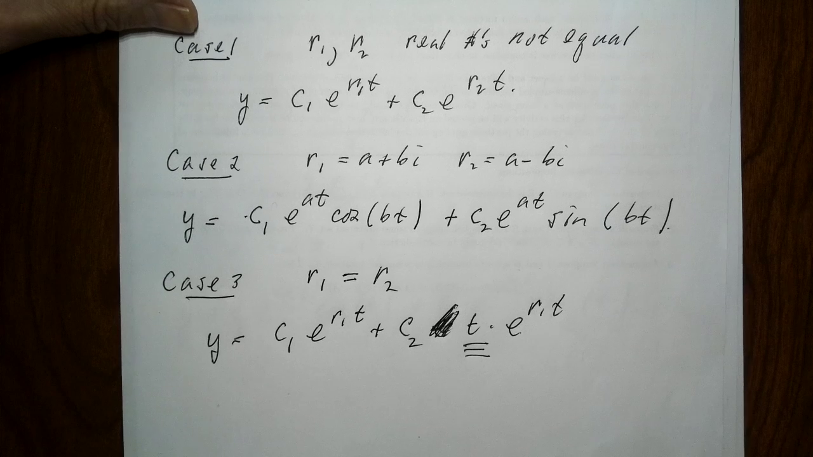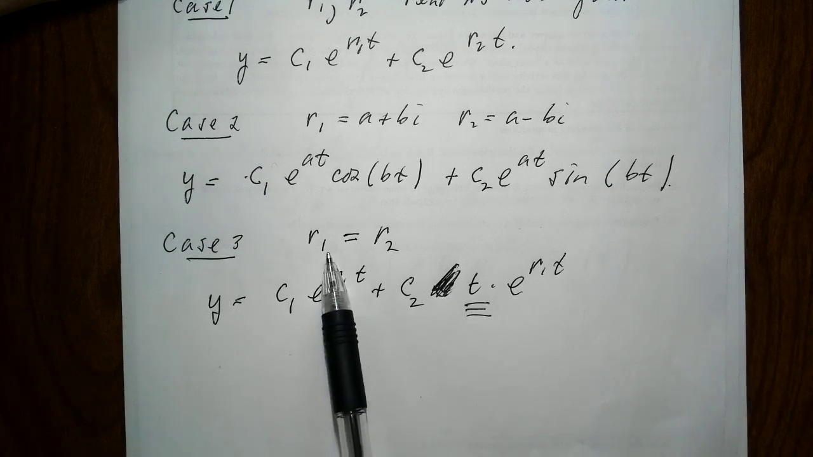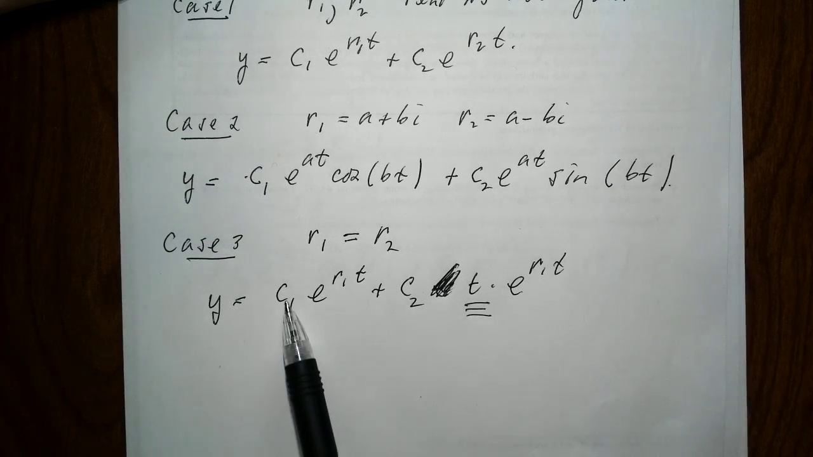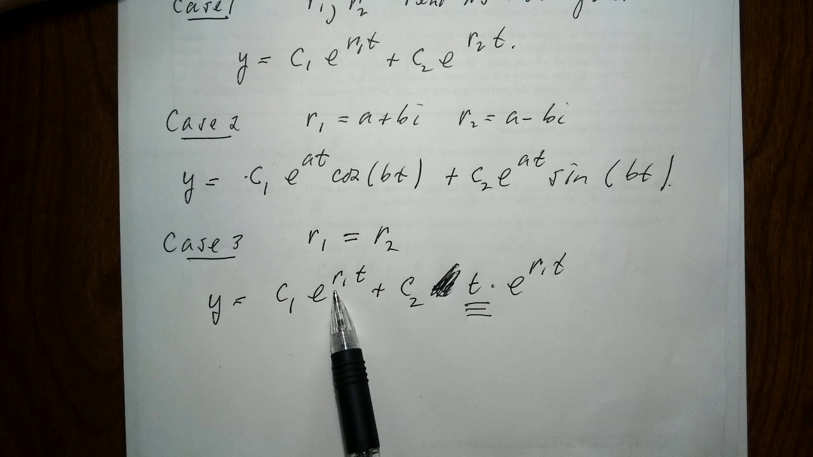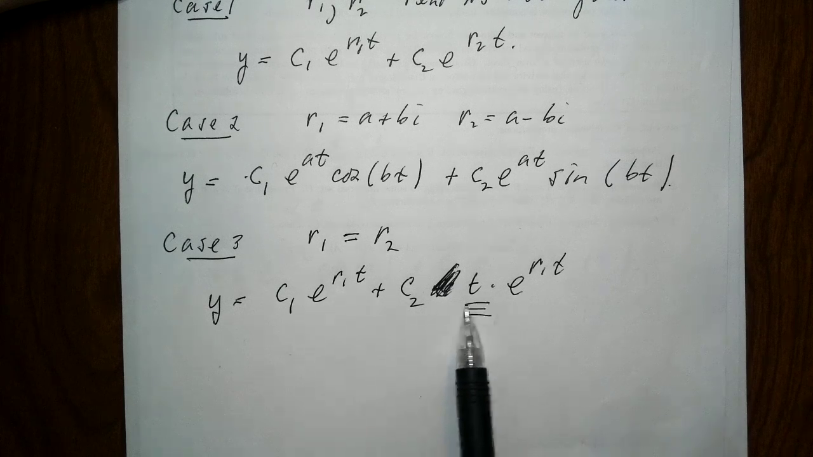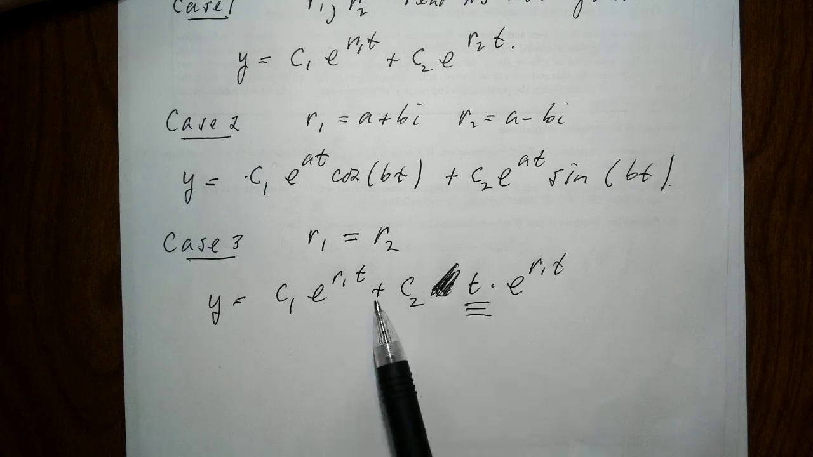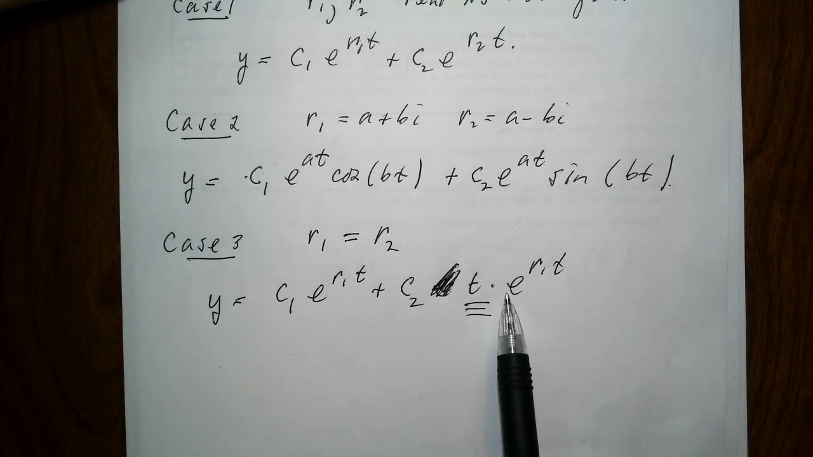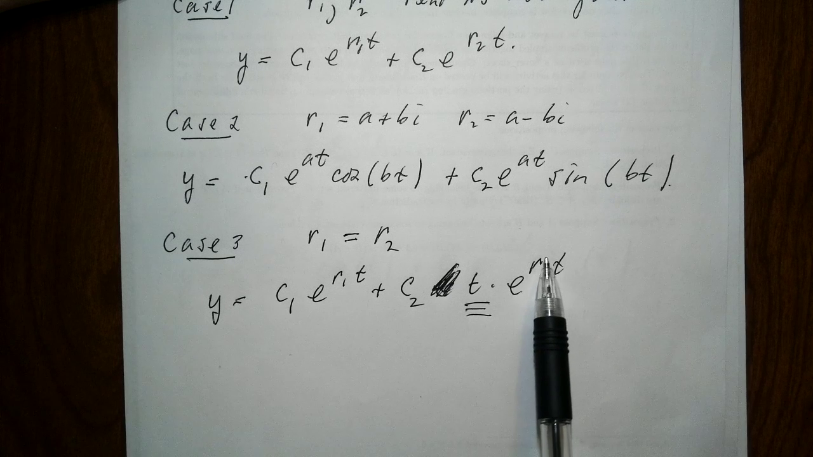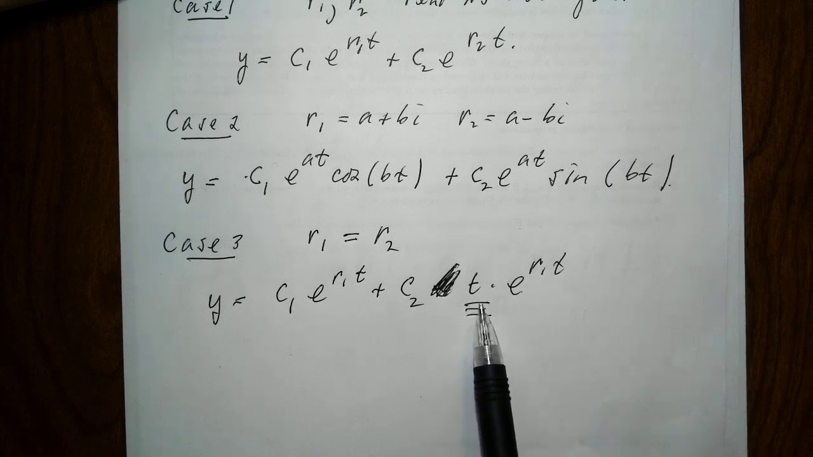The third case is a little bit more delicate. If we have roots r1 and r2 that are the same, we don't want to just write down c1 e to the r1t plus c2 e to the r1t again, because that's really just the same solution. So the method of reduction of order says that we can simply get the second solution in our fundamental solution set by taking e to the r1t and multiplying it by t. That's always going to be the case for a second order equation.